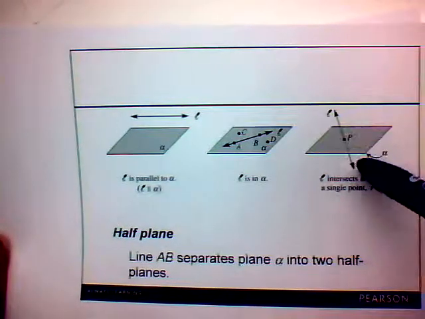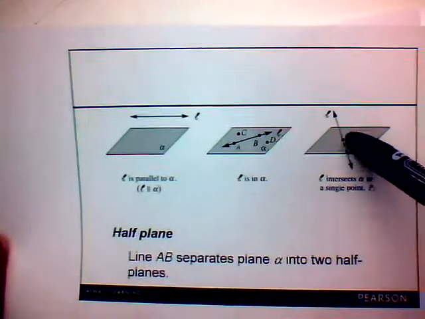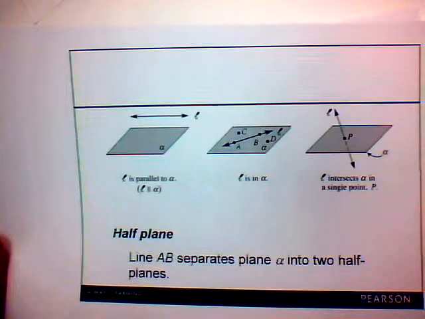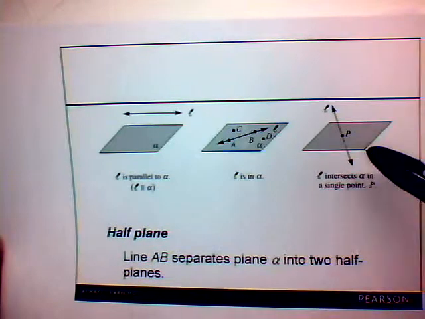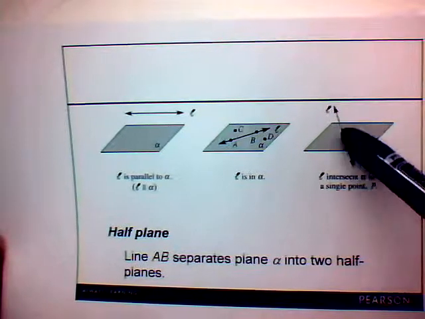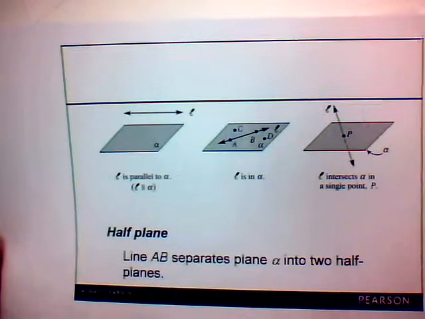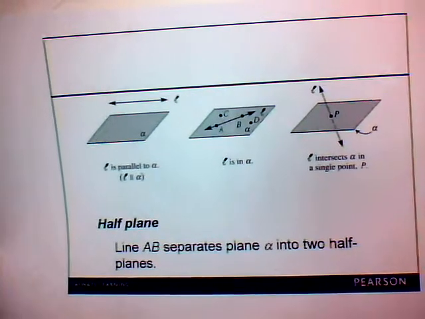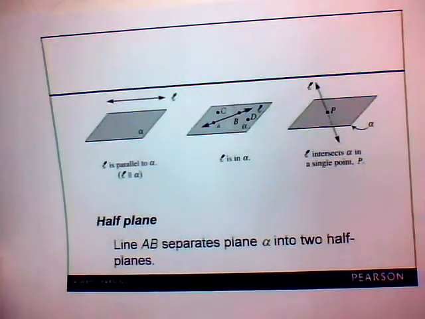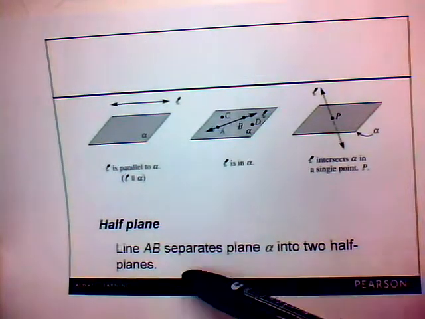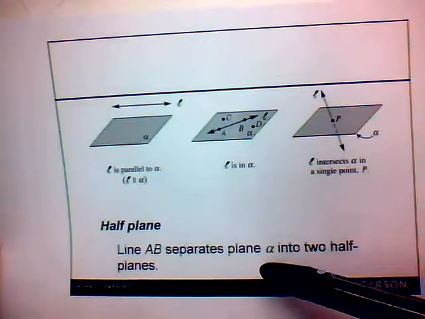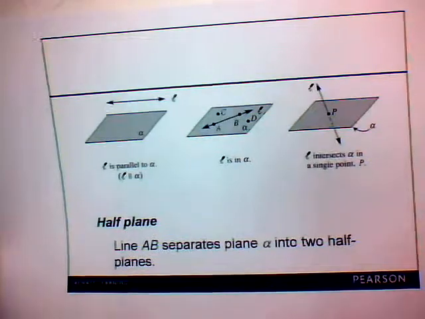Also, this line L will intersect plane alpha at a single point called P. So the intersection of a plane and a line that's not in the plane would be a single point. And a half plane is this: line AB separates the plane alpha into two half planes.